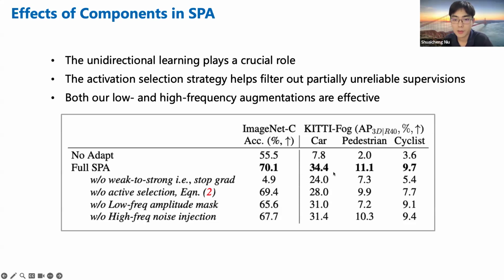And secondly, the active selection strategy in equation 2 also helps to filter out partially unreliable supervisions, based on the premise that predictions from the original image are more reliable than those from the weaker augmented image views, and thus results in promising performance gains. And thirdly, both our proposed low-frequency amplitude mask and high-frequency noise injection augmentation strategies are effective individually, and it achieves the best performance when applied together.